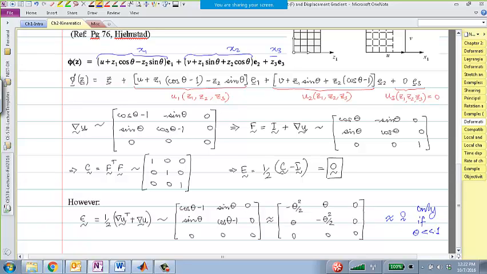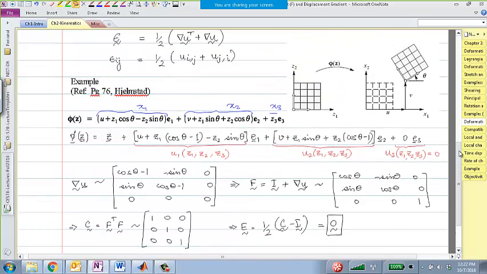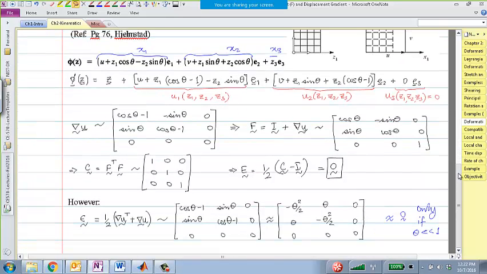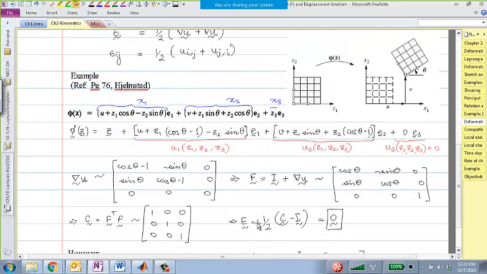So your conventional definition of strain tells you that there is some strain even in the case when there is a pure rigid body rotation. So your conventional definition of strain is not correct. Whereas the definition of strain that we have defined in this course as half of C minus I does tell you that for a rigid body rotation, the strains are 0, as they should be.